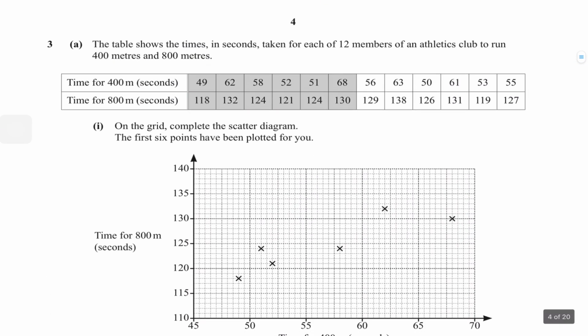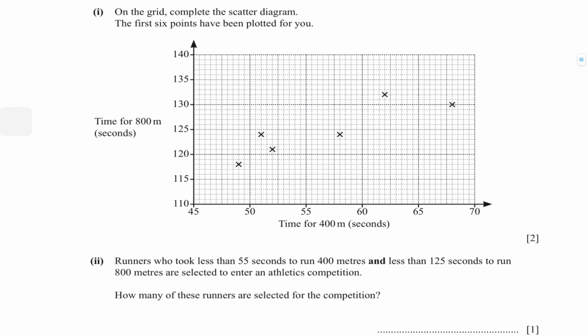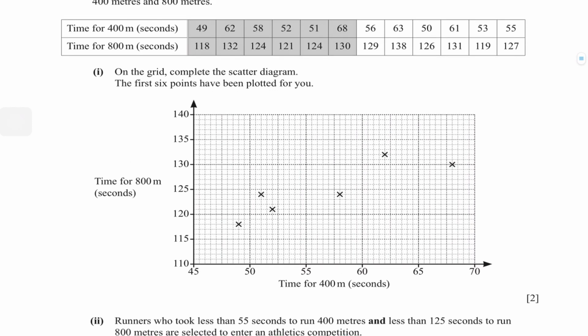Okay, now let's do question number 3. So here it says the table shows the times in seconds taken for each of 12 members of an athletics club to run 400 meters and 800 meters. On the grid, complete the scatter diagram. The first 6 points have been plotted for you. Okay, so I'm going to plot the remaining 6.